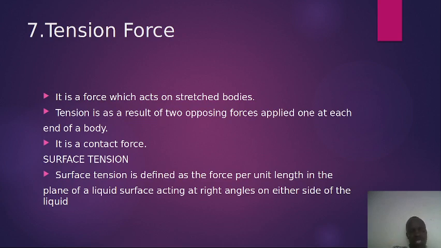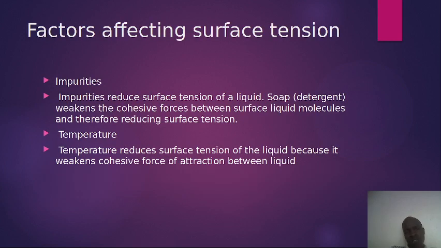Surface tension is defined as the force per unit length in the plane of a liquid surface acting at right angles on either side of the liquid. A factor affecting surface tension is impurities. What is an impurity? An impurity is something like soap or detergent that weakens the cohesive force between the surface molecules of a liquid and therefore reduces the surface tension.